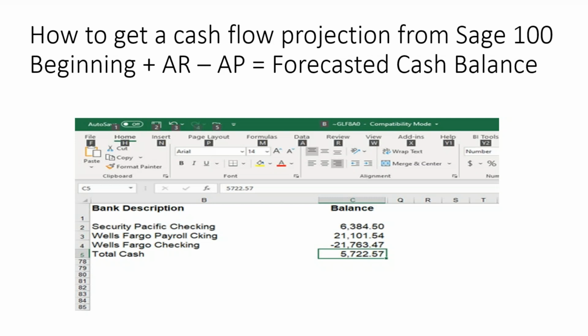For purposes of this demonstration, we will be using the ABC demo data in Sage 100. The beginning cash balances can either be found in the general ledger or, if you are using the Bank Reconciliation module, from the bank code table. The first piece of data we need is the current cash balances. For this, we will go to the Bank Code Maintenance in the Bank Reconciliation module. And as you can see, we have three accounts with a total balance of $5,722.57 as of today.